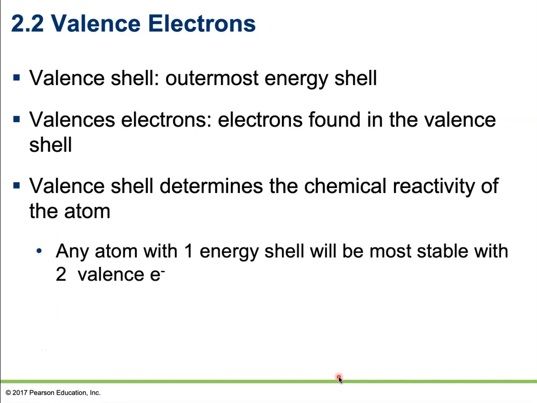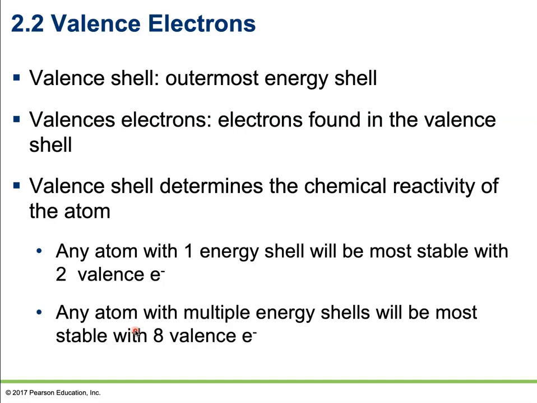For example, any atom with only one energy shell is going to be most stable with 2 valence electrons. If you ever see that in any of my notes, or really anywhere, e with a negative sign like this right here, that's shorthand for an electron. So any atom with one energy shell is going to be most stable with 2 valence electrons. Any atom with multiple energy shells is going to be most stable with 8 valence electrons. This is what's known as the octet rule, those 8 valence electrons.